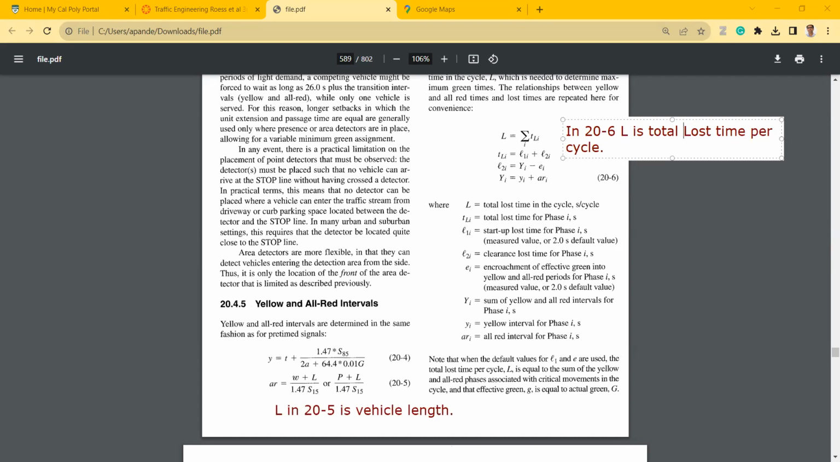In 20.5, it's the vehicle length. They couldn't use small l because I think they used it before on something else. The L1 and L2 are startup lost time and clearance lost time. So there is a lot going on. Just make sure you're paying attention to those as you're applying these formulas. And these formulas make sense: the all-red would be based on how much length you need to clear out the intersection and all of that. So let's look at this.